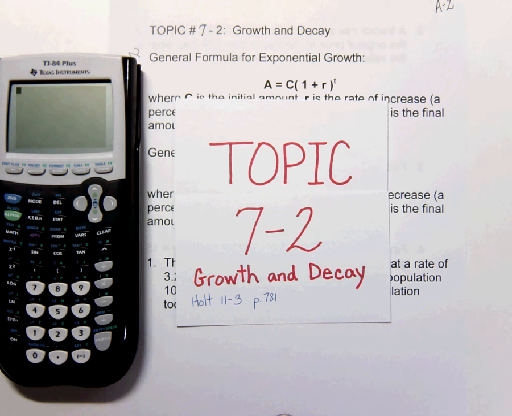Topic 7-2, Growth and Decay. This can be referenced with our Holt textbook, Chapter 11, Section 3, starting on page 781.